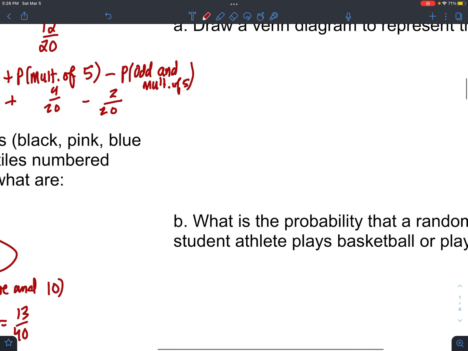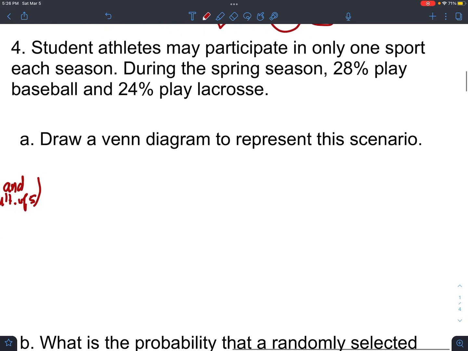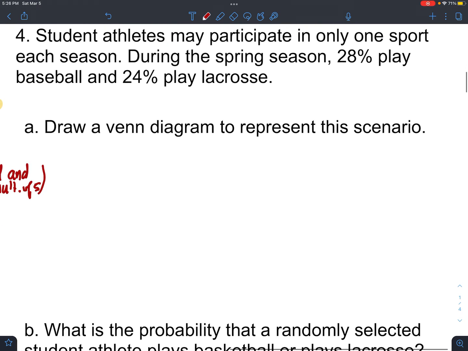Okay. All right, now time for some Venn diagrams. I think these are really fun, much more fun than the addition rule. But it's actually using the same math. So I'll show you once.